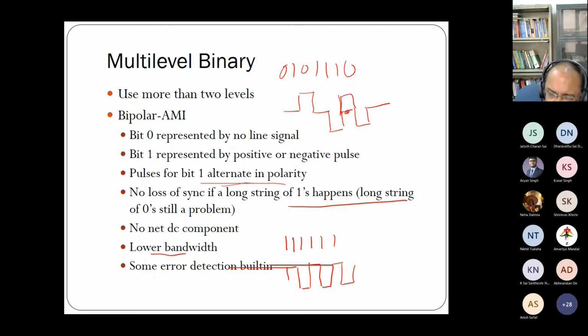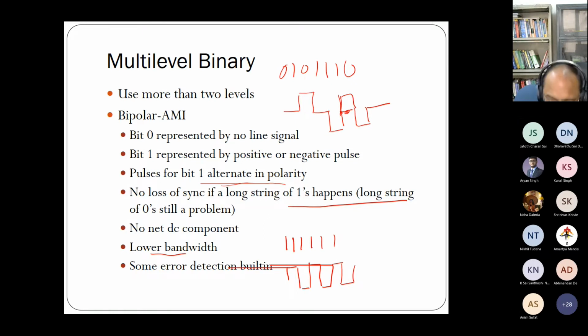Does it have a DC component? Yes or no? No. No DC component, except for that very odd case that we can ignore, an odd number of ones, basically. There will be one pulse left, not cancelled. But that power will be negligible. So we basically say no net DC component. Well, I have written it here. So you see, as I said, if a long string of ones happens, then there is no loss of sync. But a long string of zeros is still a problem.